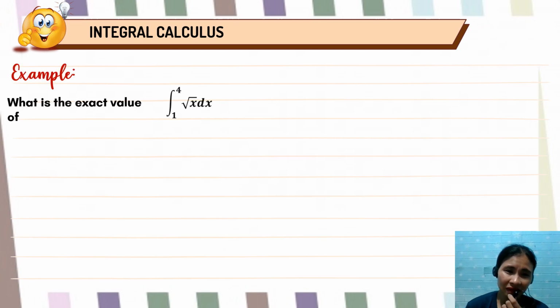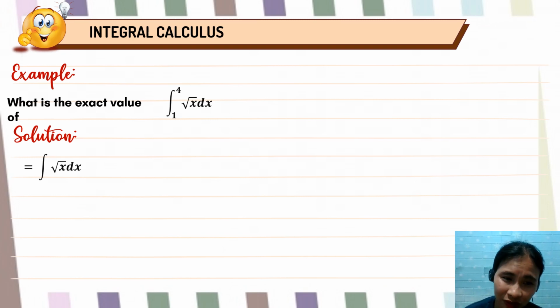What is the exact value of the antiderivative of the square root of x dx from 1 to 4? So, we all know that the first step that we're going to do is integrate the expression. Since there are no rules of integrating radicals, we will change the radical, or square root of x, into exponential form, that is x exponent 1/2. Okay, you should know the concept on that one.